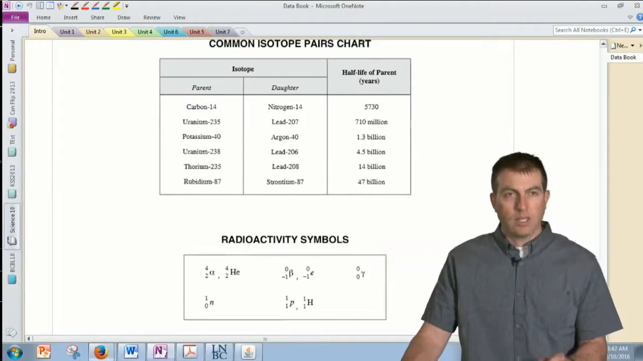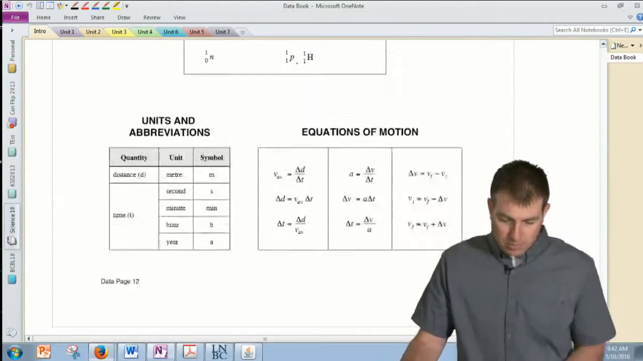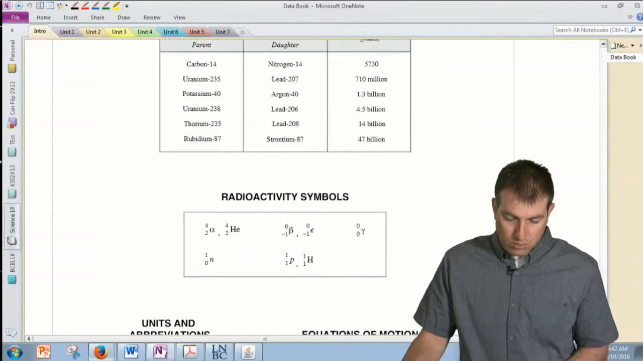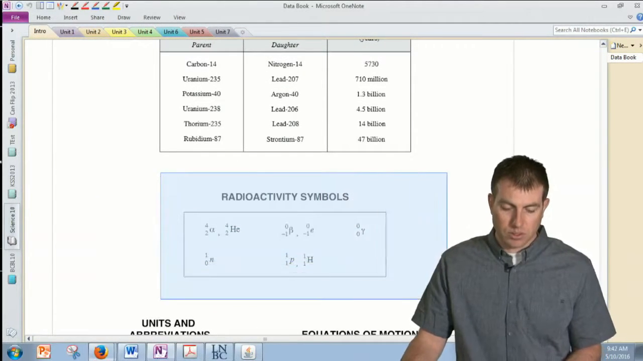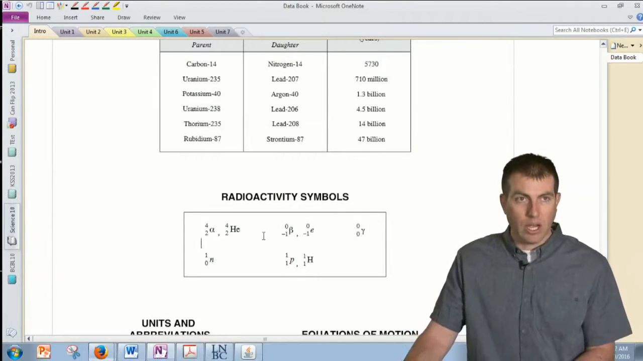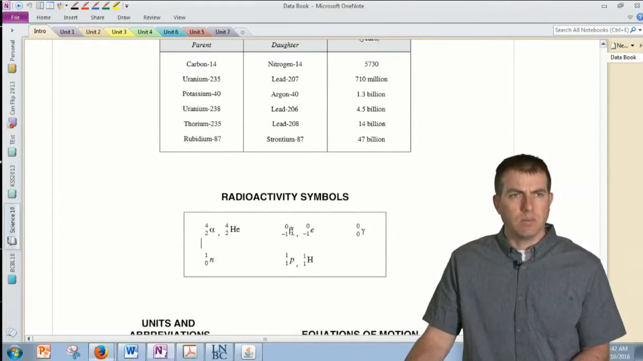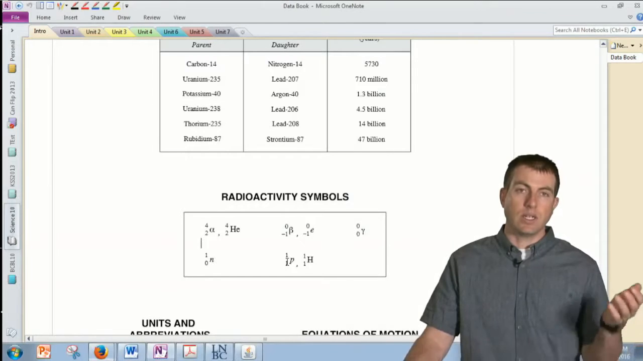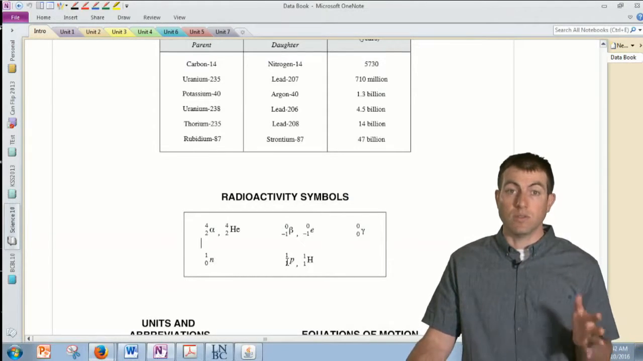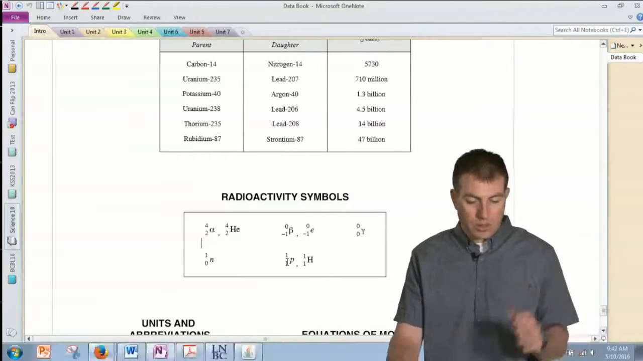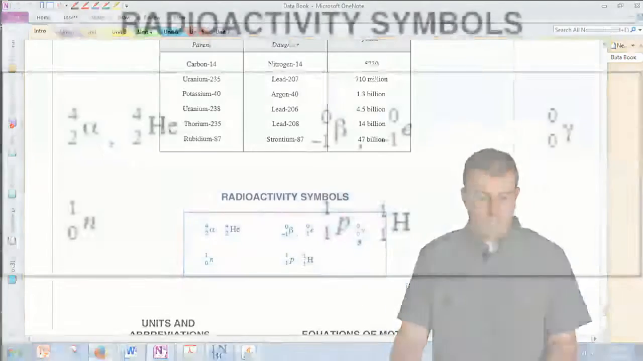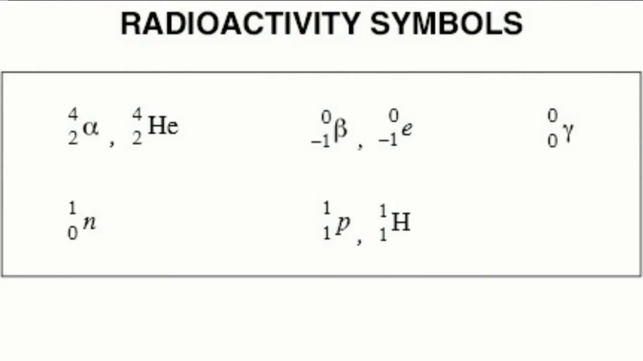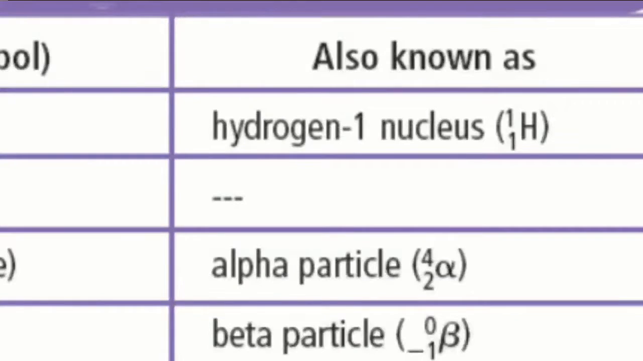I'm looking for. So this is the very last page of your data booklet. This is page 12. And you can see in the middle here you have all your radioactive symbols. It doesn't tell you what they are: alpha particle helium, beta electron, a gamma ray, a neutron, a proton, and hydrogen. These are the things that are going to make up these decay nuclear type equations. They're given to you on the back of your data booklet, so nothing you need to memorize, which is kind of nice.